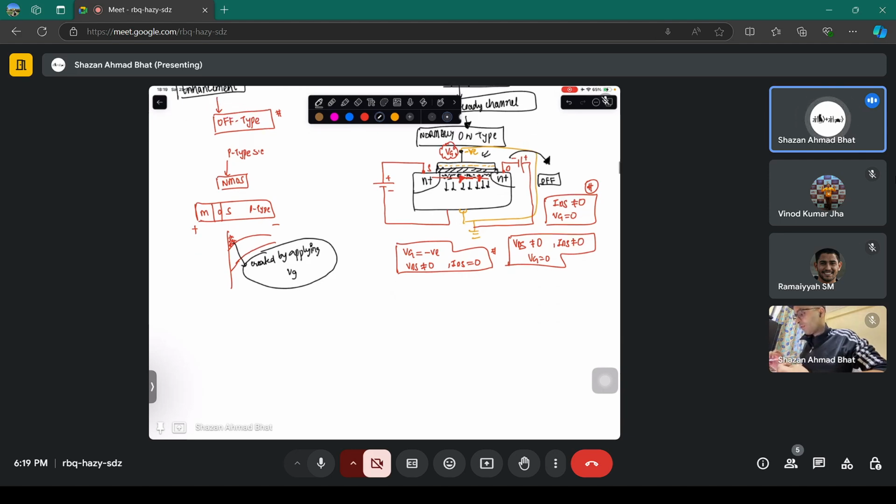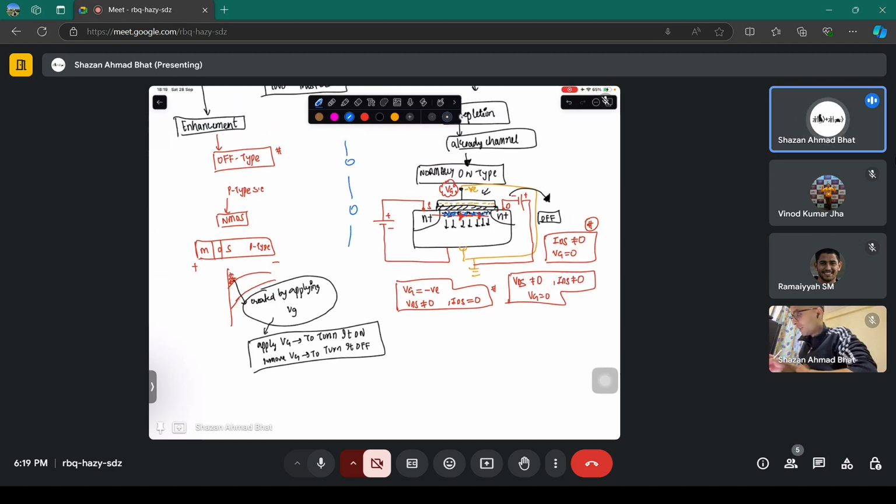Okay, so what you do here is that you can apply Vg to turn it on and remove Vg to turn it off. So this is the usual scenario that we want. We want to apply the voltage so that it turns on. Turn on means these electrons would be present in the channel when we apply the gate voltage in the enhancement type MOSFET. So that is the broader classification of these depletion and enhancement type MOSFETs.